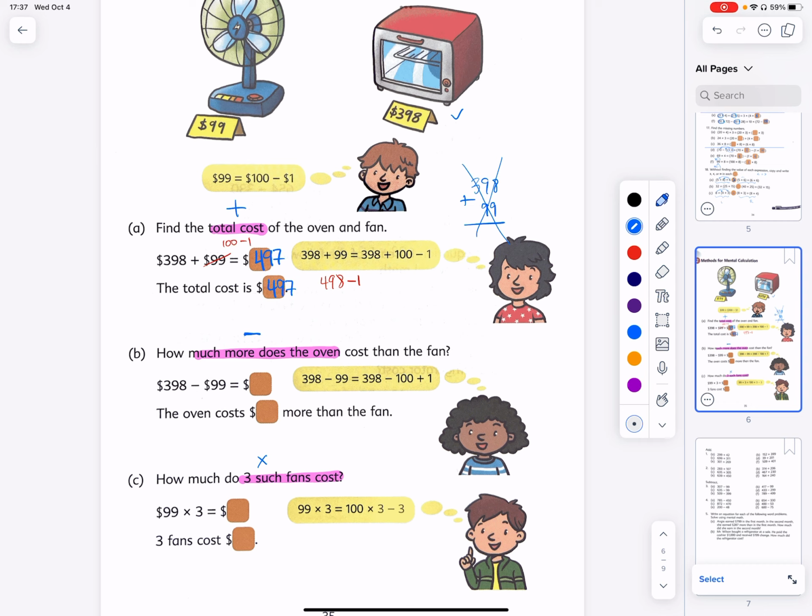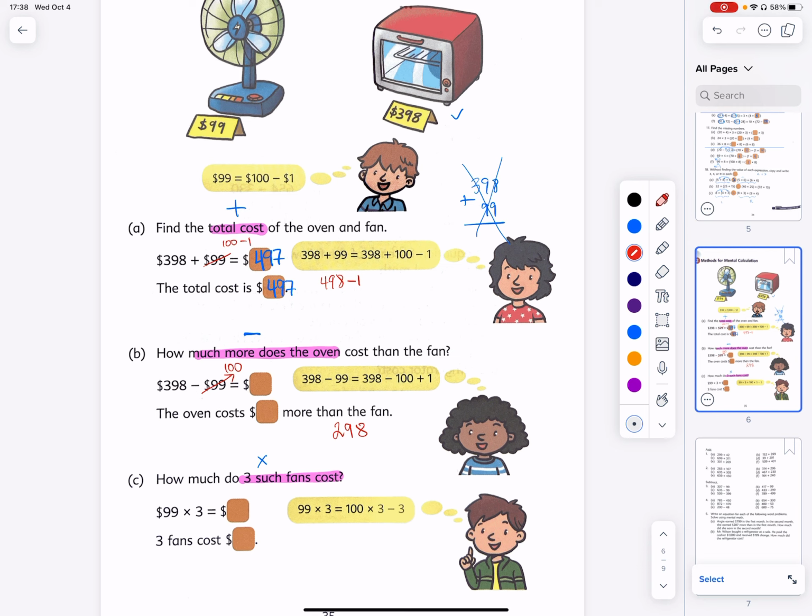Now, next question. How much more does the oven cost than the fan? Well, we know the oven is more expensive. We must subtract the prices to find the difference. My friends, again, in order to find the difference, we use subtraction. To subtract 99, let's think of an easier number. And that, of course, is a round number. I'm a huge fan of round numbers, as you know. 0 is my hero. Let's first subtract 100 instead of 99. Super easy. 398 minus 100 becomes very easy, 298.